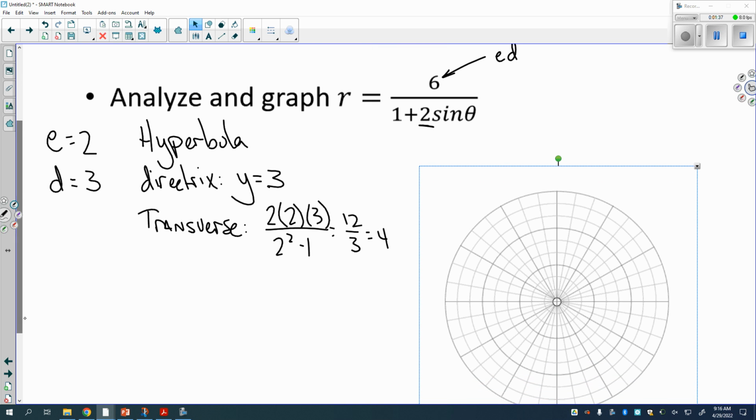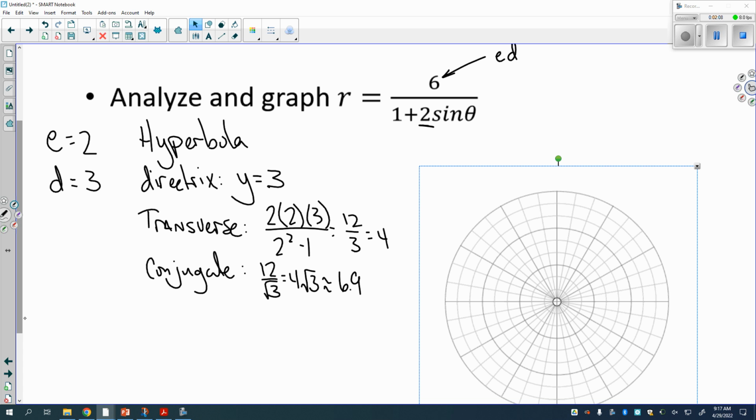I can then find the conjugate axis. And the conjugate axis is really the same equation here, except with the square root in the bottom. So it's 12 over the square root of 3. If I rationalize that out, that becomes 4 square root 3, or approximately 6.9. These things I can find pretty quickly.